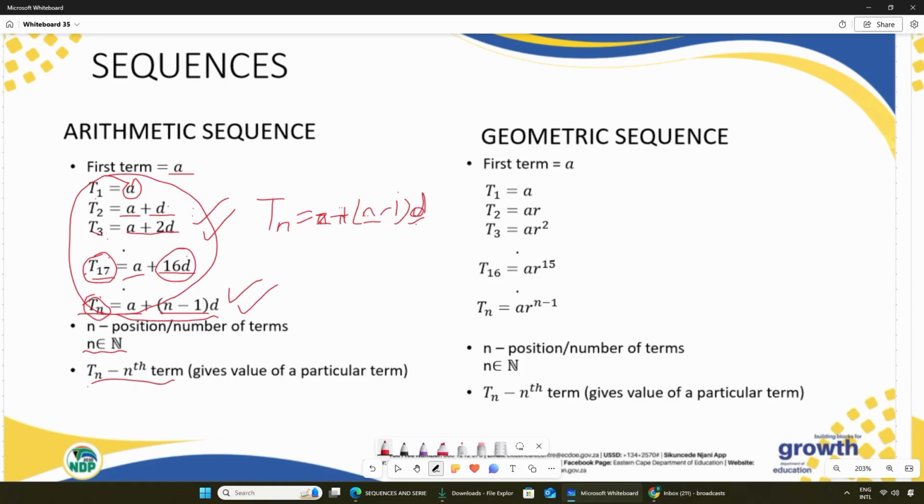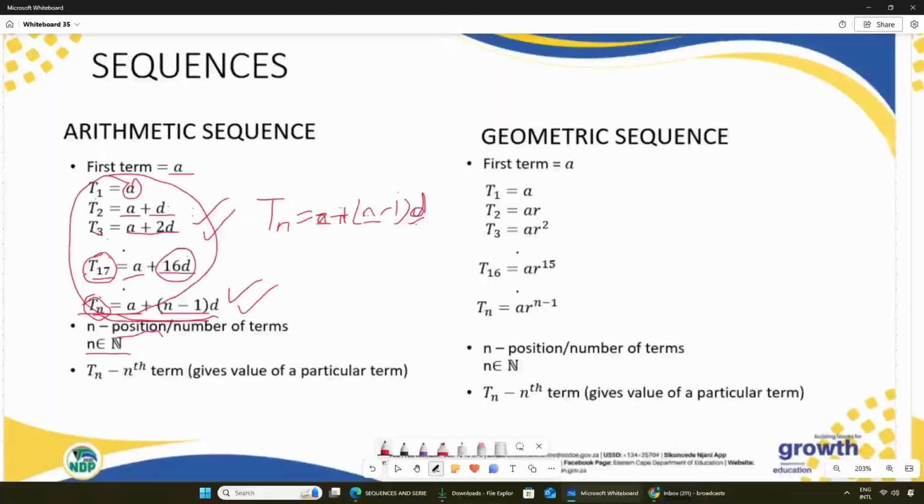I want to emphasize this part of n and Tn because learners get confused about them when they are asked a question in exams. They become confused whether they are looking for n or for Tn. If you are looking for n, the question will always say which term will be equal to something. That simply means in that case they are asking for the position. But if you are looking for Tn, which is the value, the question will say determine the value of the term.